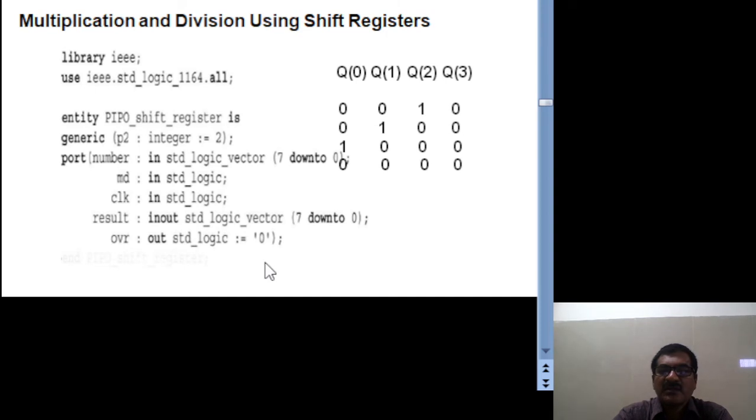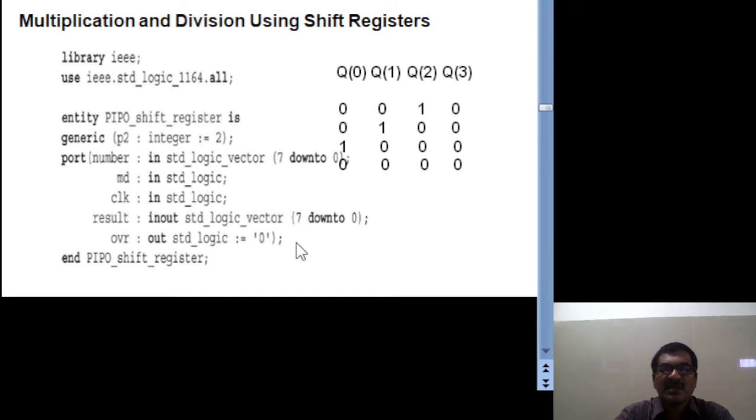Okay. Next, OVR, that is overflow. OVR is overflow. It is also output. Data type is standard logic, and initially it has to hold logic 0. For that purpose, at the declaration itself, I assign a logic 0 value to it using the symbol colon equal. Then this is the last signal in the port declaration. That's why closing parenthesis semicolon followed by end entity name. Okay, so what is the entity name? PIPO shift register.